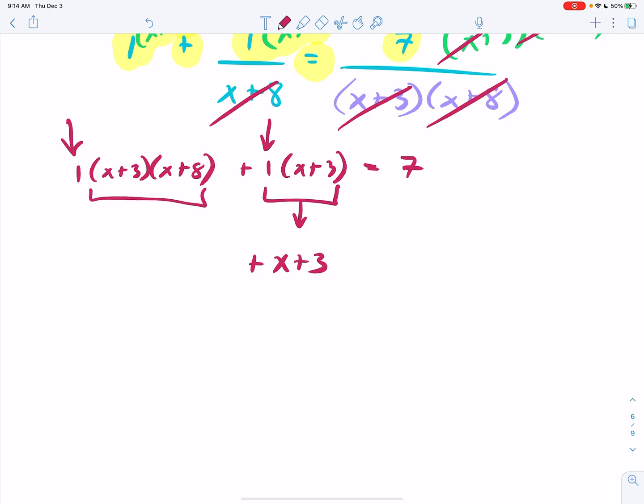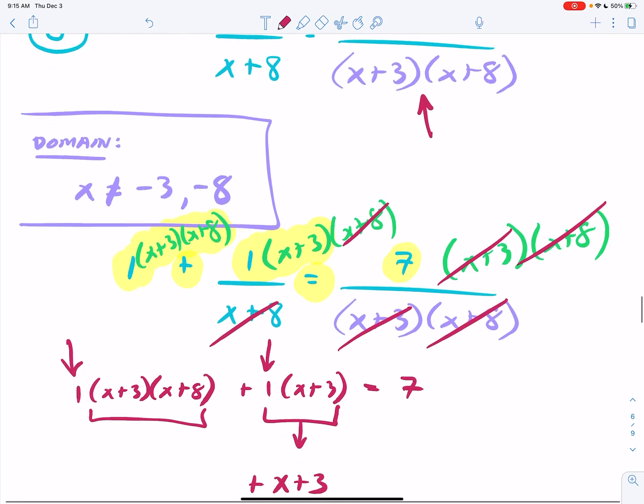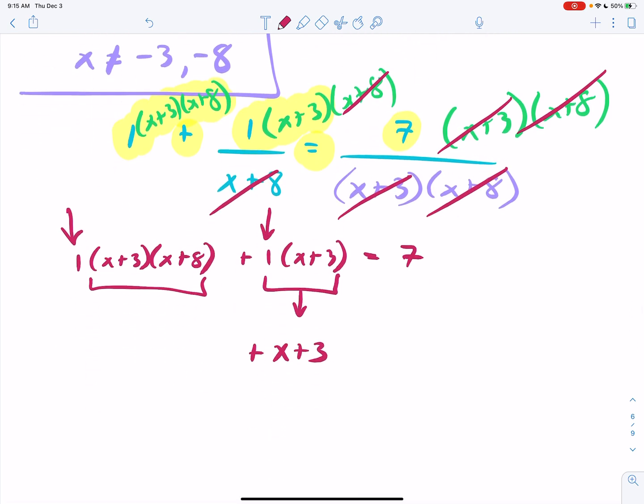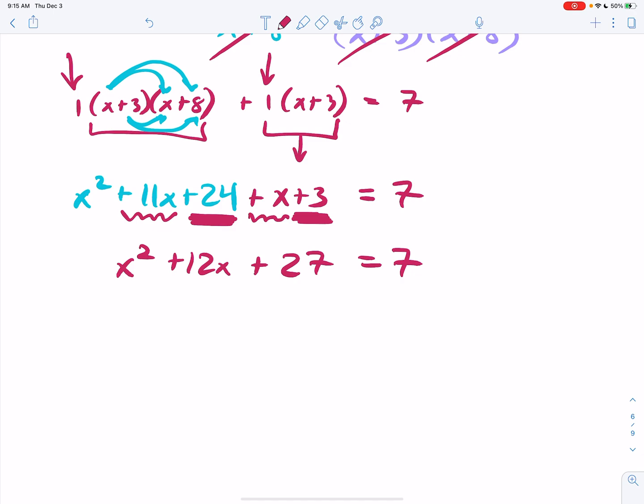And over here, that was a factored version of what I had at the very beginning. And if you guys remember, it was x squared plus 11x plus 24. If you didn't remember that, you could just FOIL it out or distribute like you always do. You'll eventually get x squared plus 11x plus 24. All right? Okay, equals 7. I noticed that 11x and 1x makes 12x. And 24 and 3, same signs we add, we get 27. And then we bring everything else down.